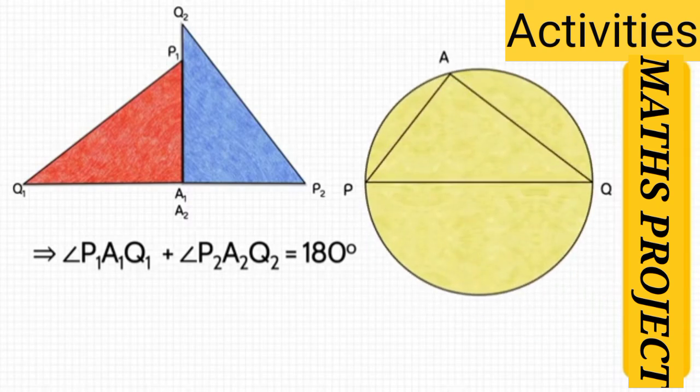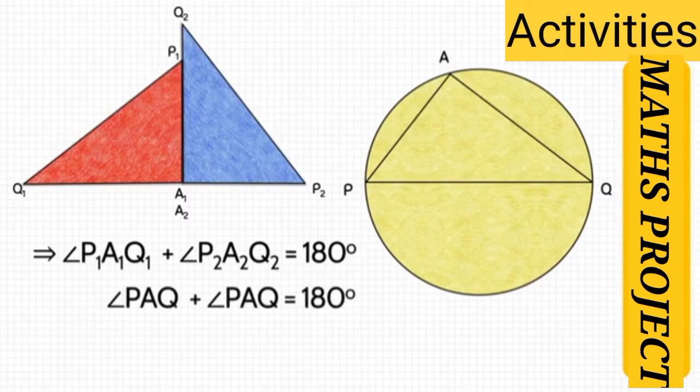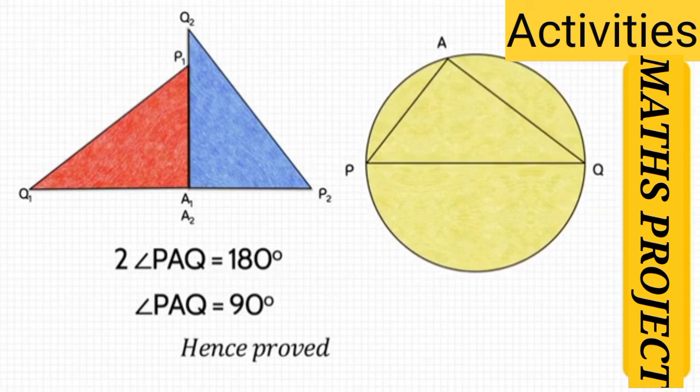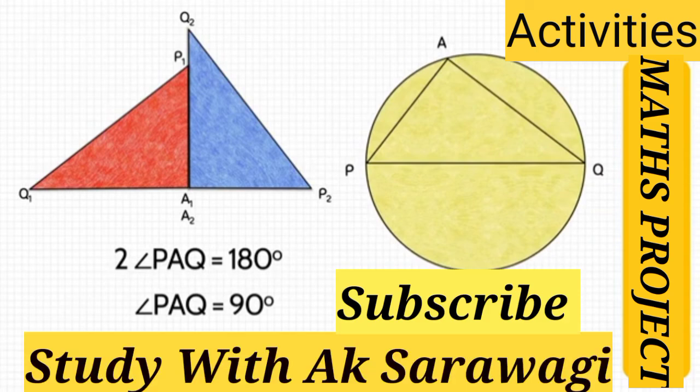And both these cutouts are exact replicas of angle PAQ. This implies angle PAQ plus angle PAQ equals 180 degree, or we can say twice of angle PAQ equals 180 degree. So this means angle PAQ equals 90 degree. Hence, we have proved the circle theorem that angle in a semicircle is 90 degree with the help of this activity. I am sure you enjoyed this activity.